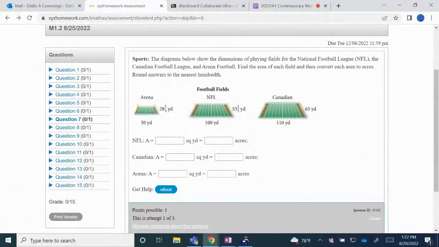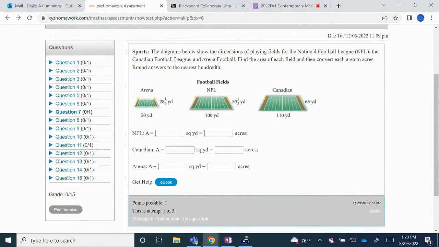In this session, we're asked to find a solution to the following. We're given an arena football field, an NFL football field, and a Canadian football field, and we're asked to convert each to square yards and then from square yards to acres.